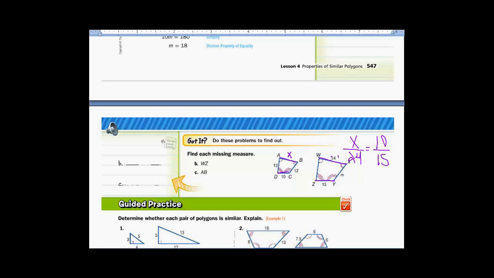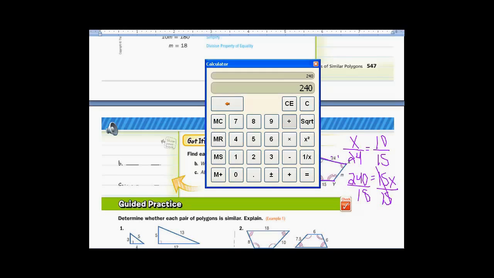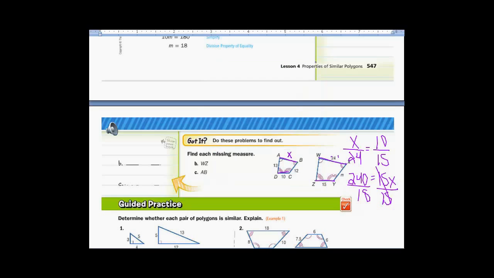So here I've got 24 times 10 is 240 equals 15x. Divide both sides by 15. So 240 divided by 15 is 16. 16 is my answer. So AB is 16. Okay. Again, get used to using those proportions. They can help you out immensely. Okay? So good luck with those. As always, see me if you need help. Good luck.